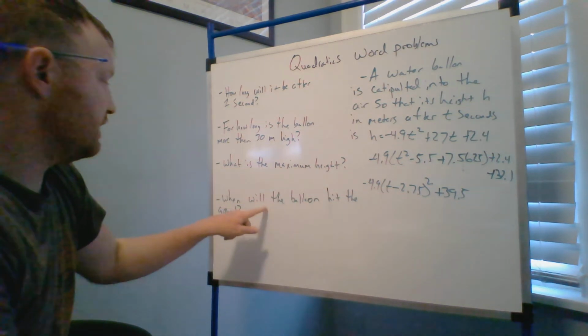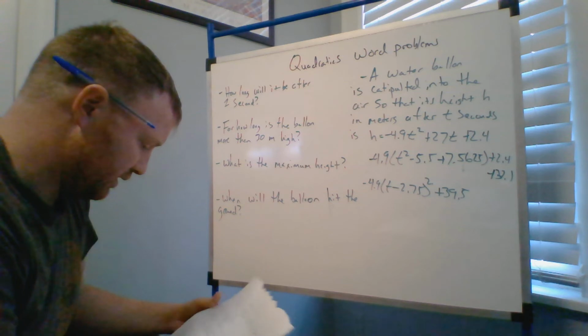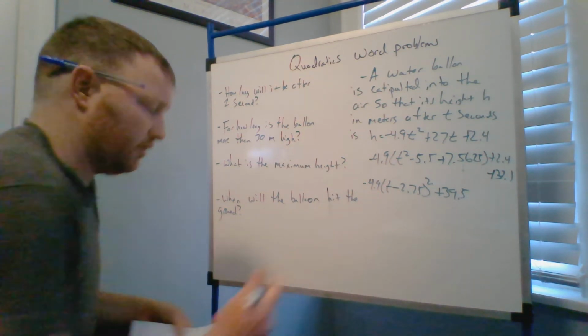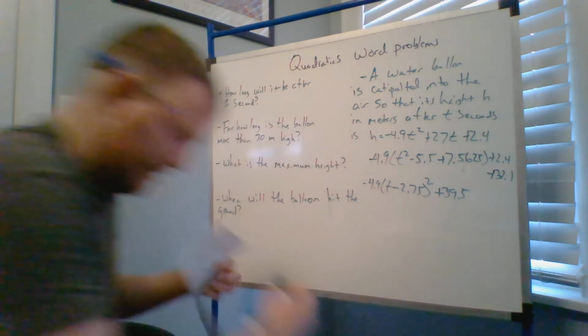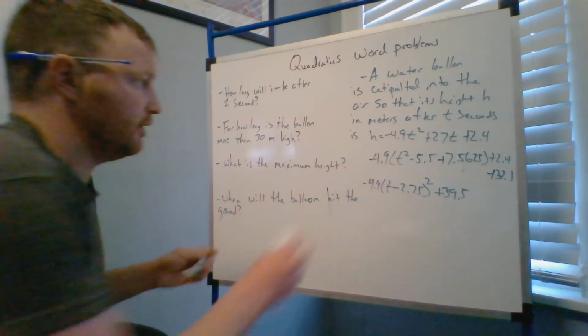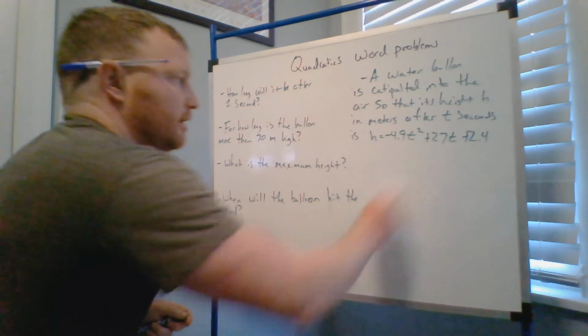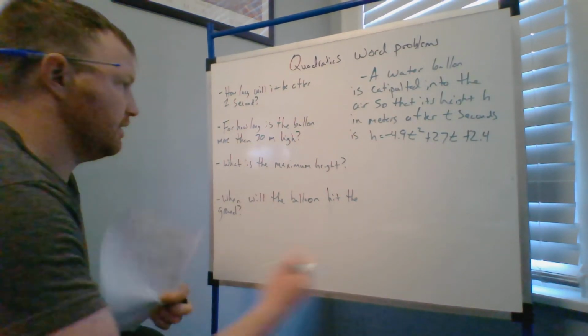When will the balloon hit the ground? So that means I can use anything I want. Whatever, I'll go back to the quadratic formula because I've got decimals, and I want us to be comfortable using that. Again, I'm just solving for the zeros, and we've got to know which answer makes the most sense here.